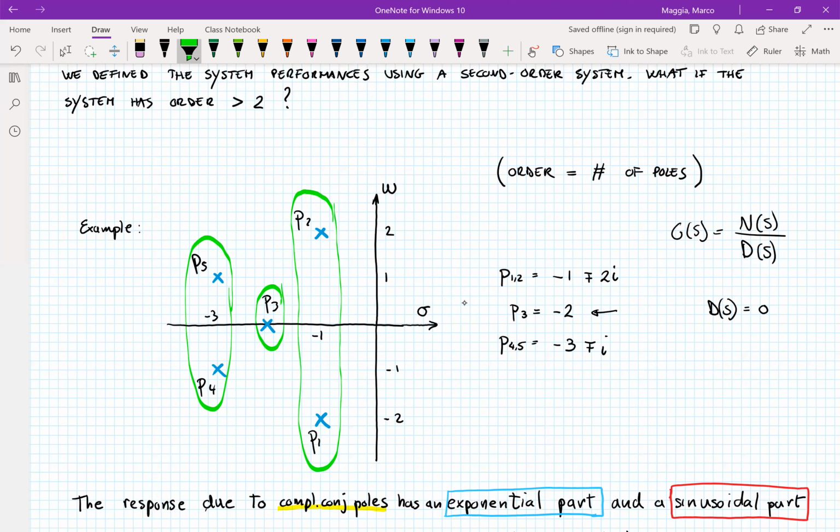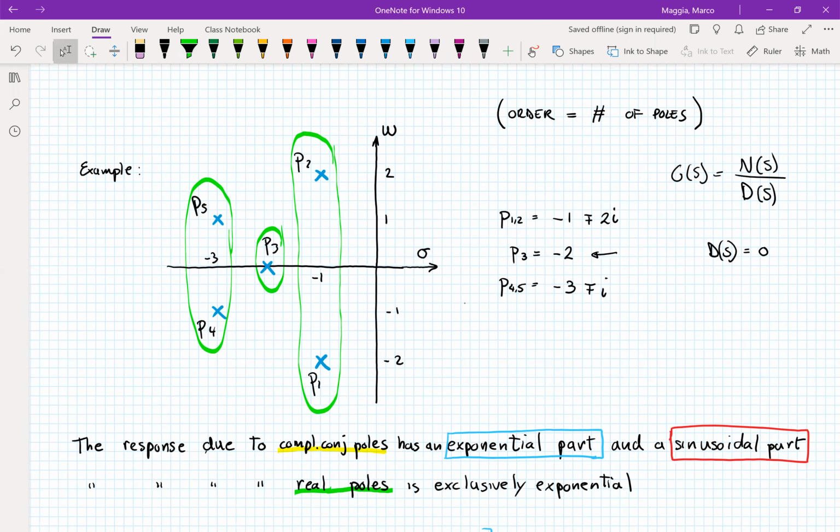And why am I doing this? Well, that's because what really matters is the real part of the poles. The imaginary part of the poles will just contribute to an oscillatory behavior, a sinusoidal behavior. But it's the real part of the poles that will contribute to either an exponentially decaying response or an exponentially increasing response. That depends on the sign of the real part. If the real part is negative, then the contribution is going to be exponentially decaying.